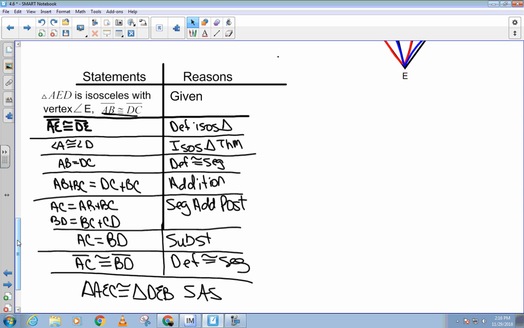Now, let me ask you one more question. When does CPCTC come in? Okay. When you already know the triangles are congruent, right? And you're trying to show one of the other parts. So what does CPCTC stand for? Corresponding parts of congruent triangles are congruent. All right.